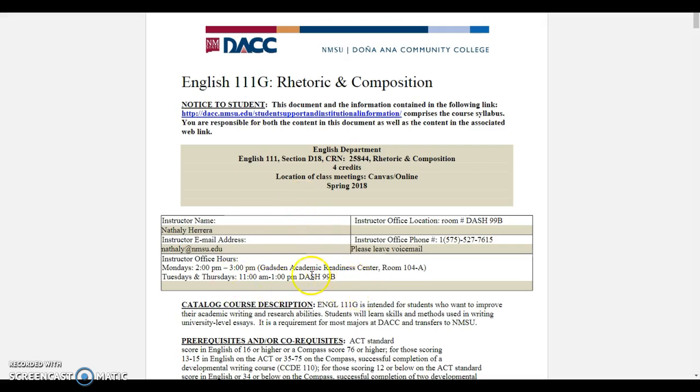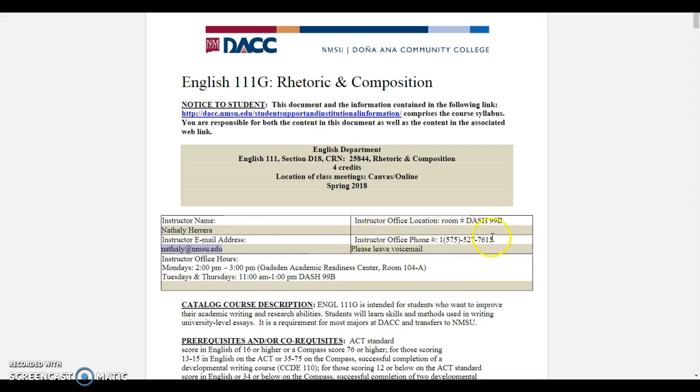Also, if these hours don't work for you, then please go ahead and email me and we can schedule something that works for the two of us. And like I said, I live in the El Paso area, so I have no problem meeting with you at Espina, Gadsden, or Sunland Park. Also, here is my email address, so you can email me at natalie@nmsu.edu, or you can go ahead and email me through Canvas, and I tend to reply pretty promptly. If I don't reply to you within 2 days, then I probably didn't get your email.